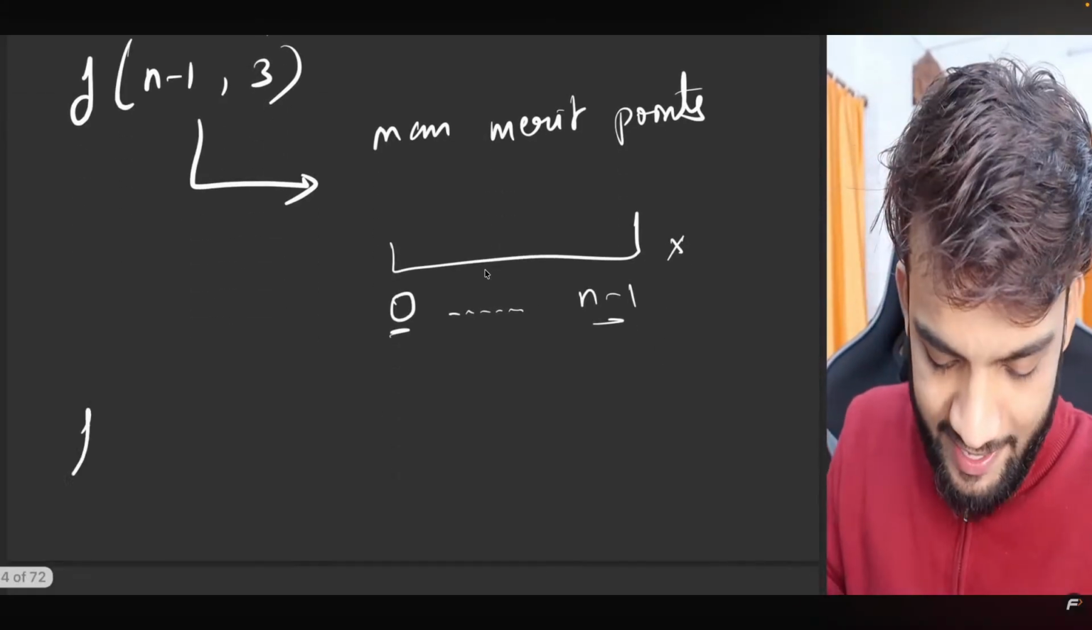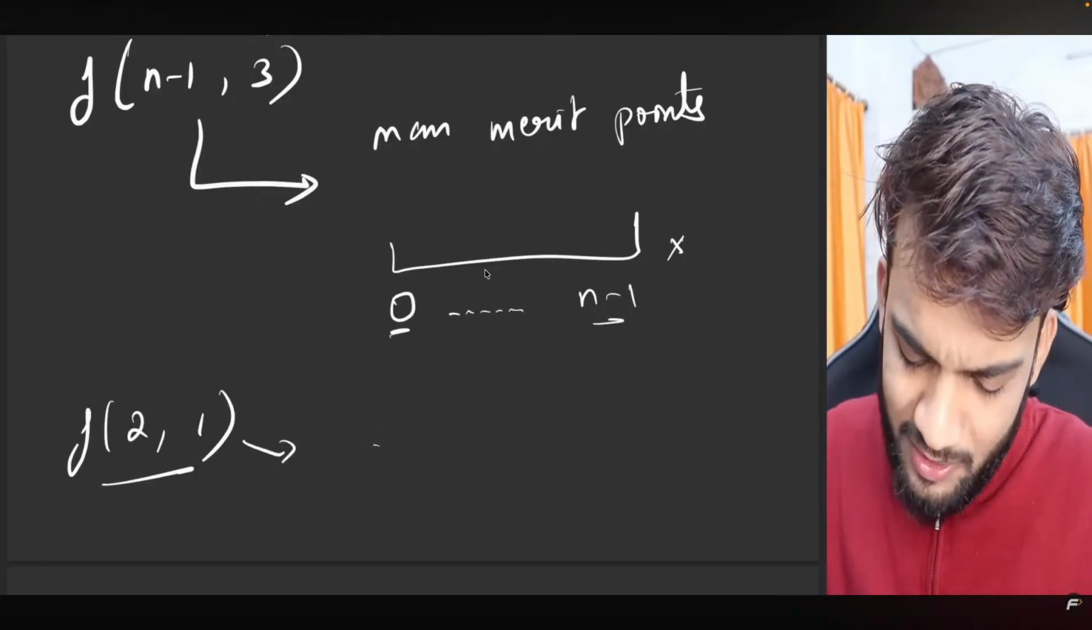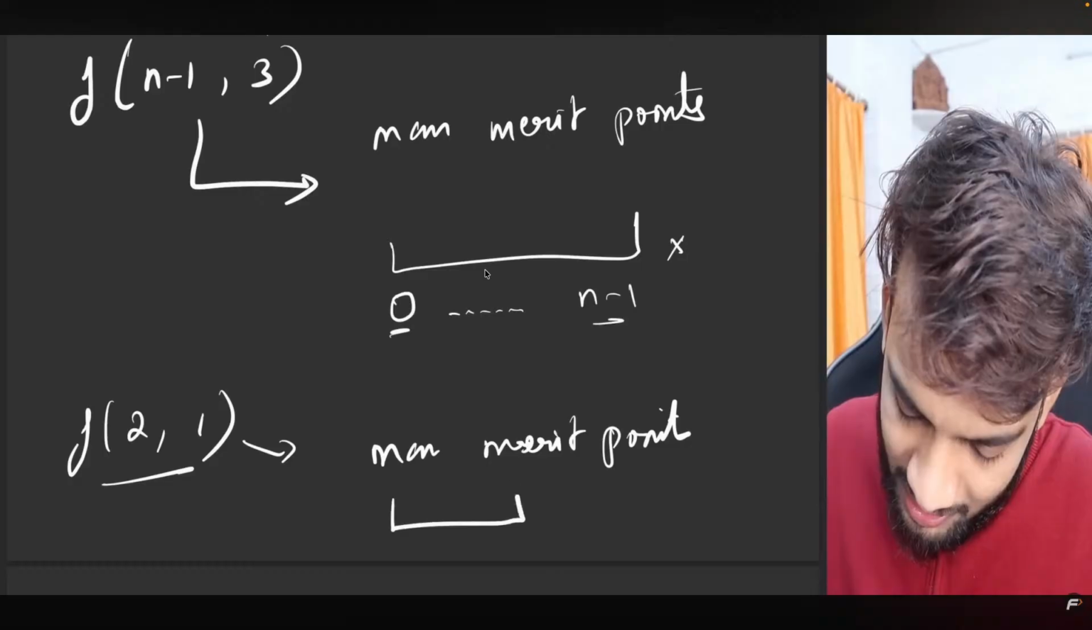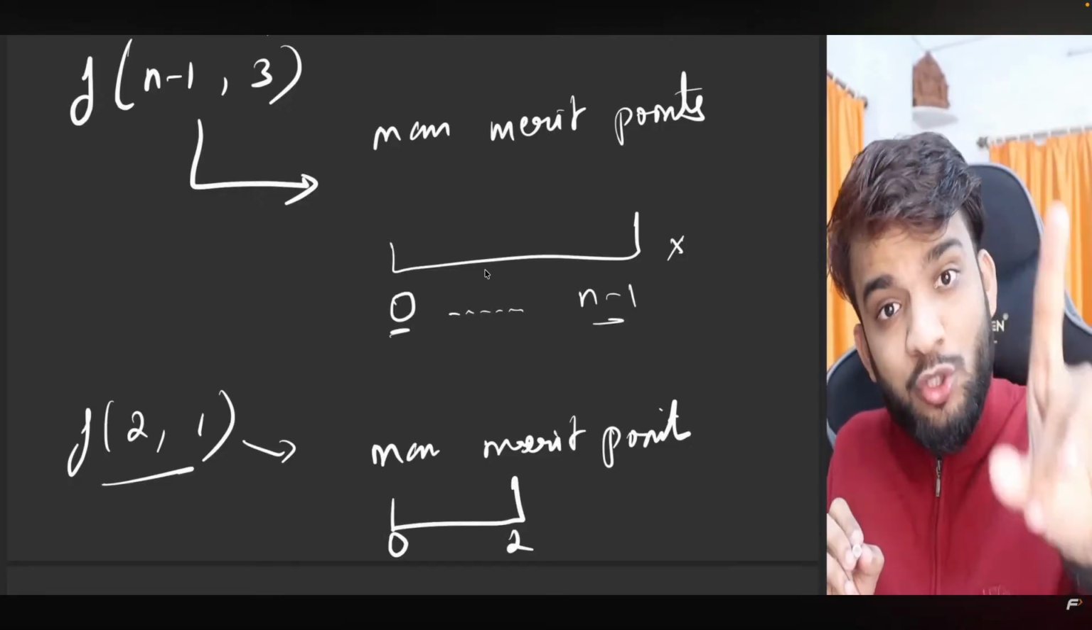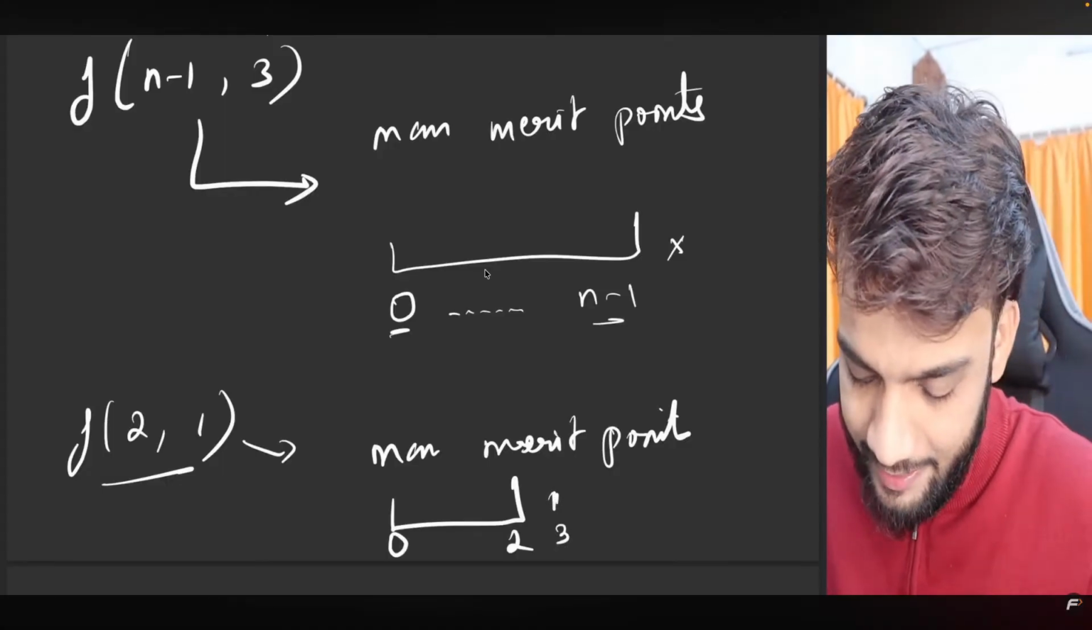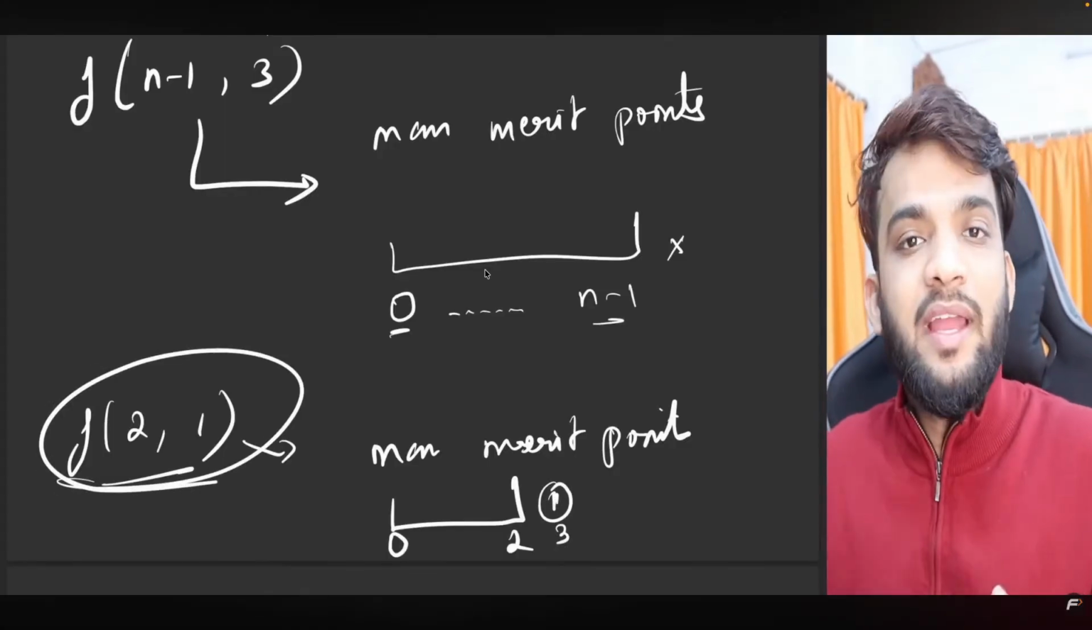Got it? So if someone writes f of 2, 1, it means give me the max merit points that you can get if you perform the task. Like if you perform the task from 0 to the second index, what maximum you can get in this particular section of the array, given that you performed task 1 at the third index. This is what f will be signifying. I hope that makes sense.